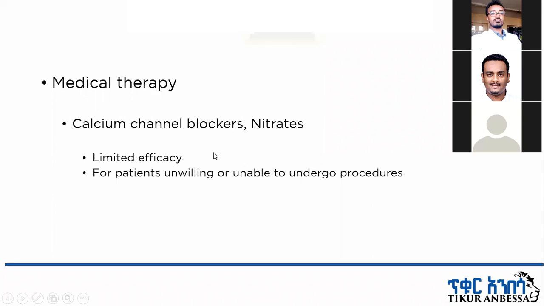I mean, you might see some patients being started on these drugs, but honestly, it's not that helpful for the majority of patients. It's always good to plan for management with the other options.